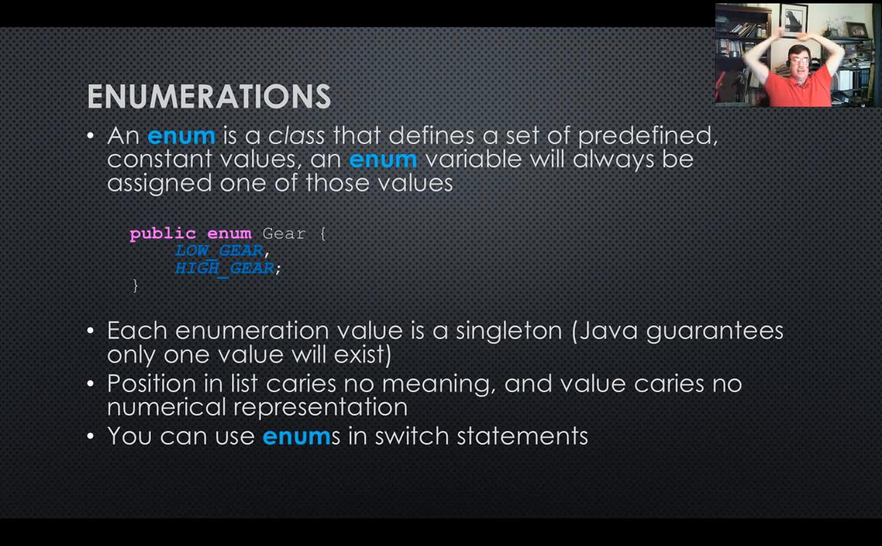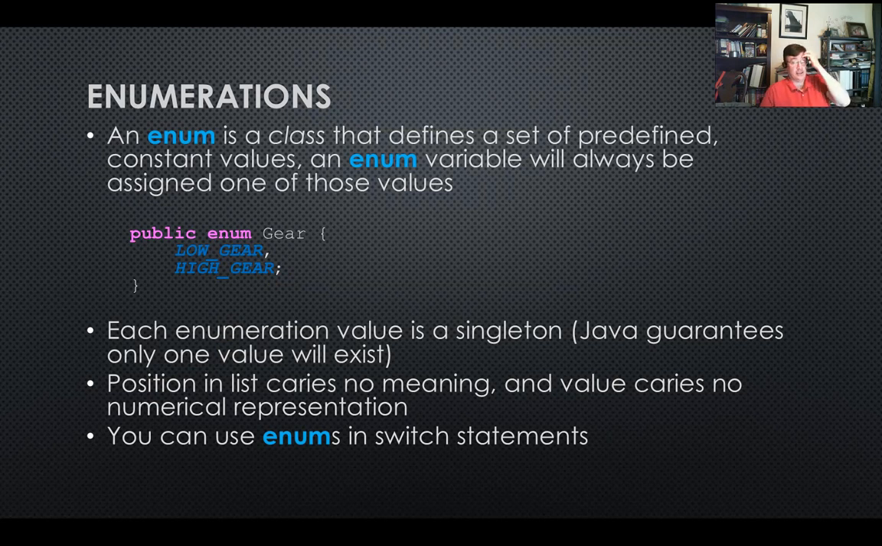Another interesting thing, each one of those values in my gear class is itself an instance of the gear class. So that's powerful. I'll get to that in the next slide. But first I want to point out a few things. The position that a value holds in the list carries absolutely no meaning. There's no numerical representation. So I can't say that low gear is a lower value than high gear, or greater than, or equal to. Well, I can compare equality. I can check to see if a gear is equal to.